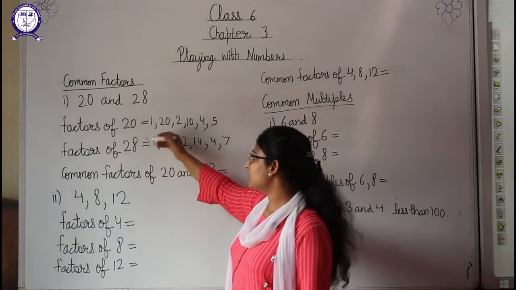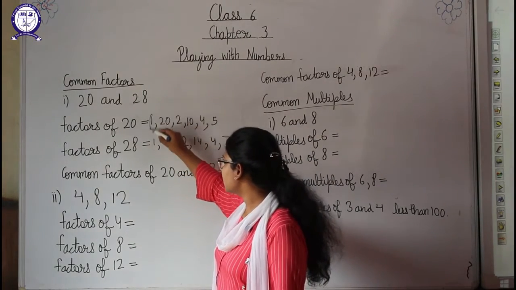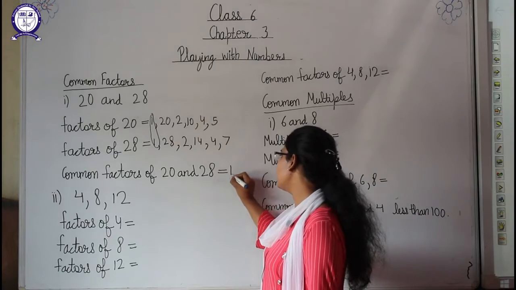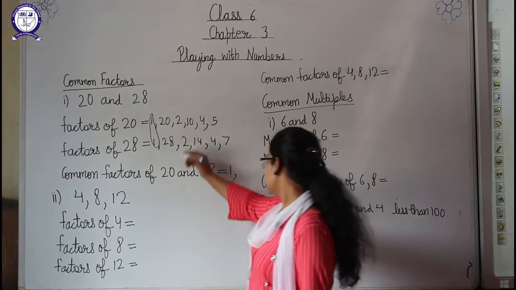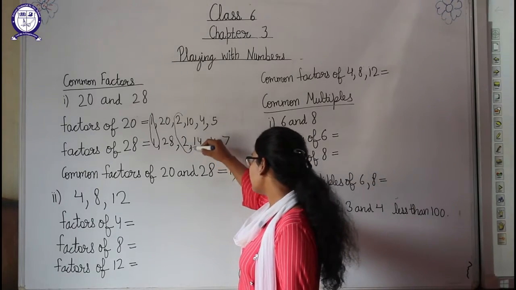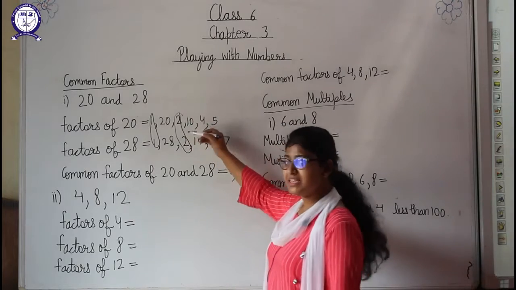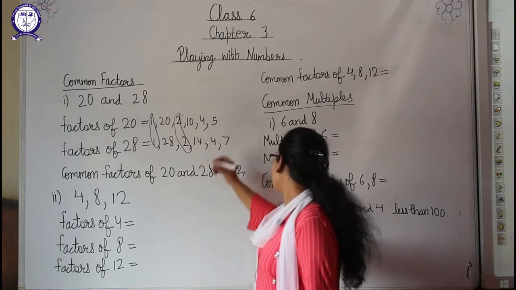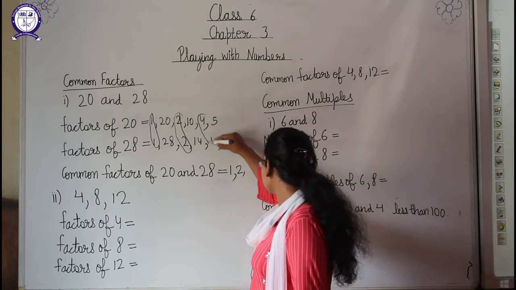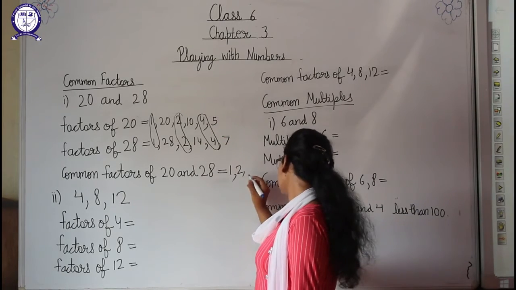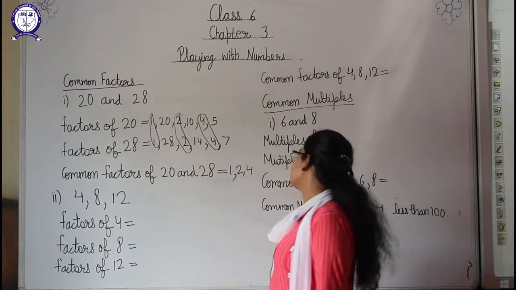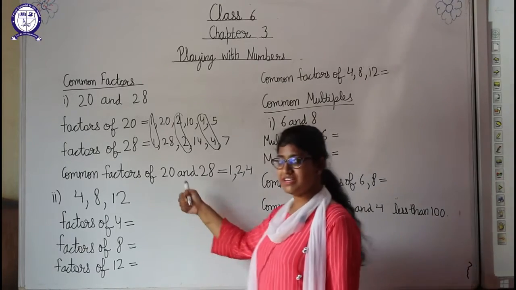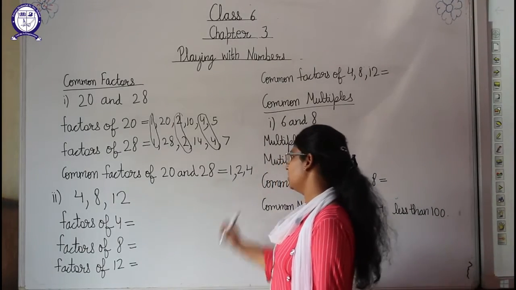Now we will check the common factors. Here 1 and 1 are common. So in the common factors of 20 and 28 we will write 1. Next, 2 and 2 will be the common factors because 2 is in both the cases. So here 2 is the common factor. Now if we check here, 4 is here, so 4 is also the common factor. So what are the common factors we get here? 1, 2 and 4. Common factors of 20 and 28 are 1, 2, 4.